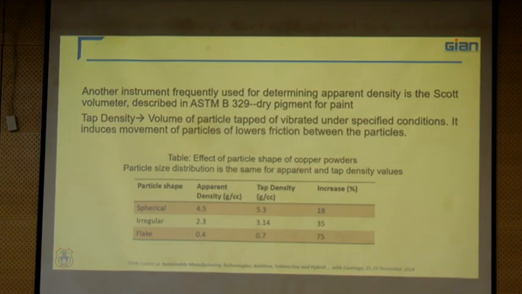The apparent density, how do we measure it? We know it with respect to the mass of powder particles, say 50 gram, and the volume of your container, how much powder it contains: mass by volume.